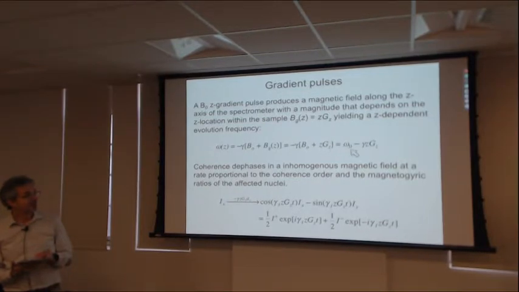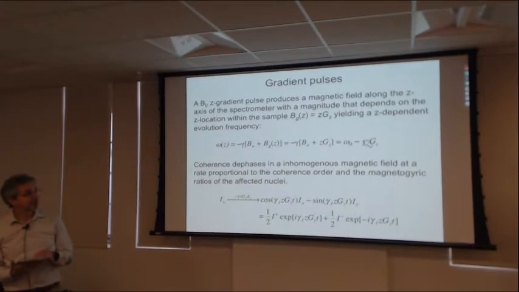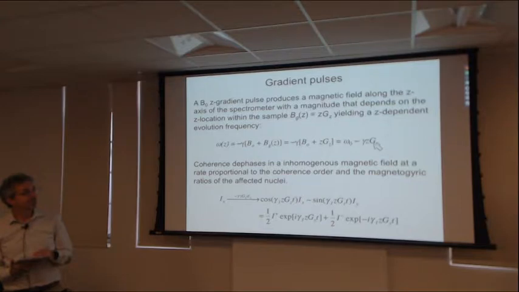And then by our usual arithmetic, we have during the pulse the normal Larmor precession, and then some additional precession that depends on the size of the gradient, the size of the magnetogyric ratio, and the position that that particular spin has along the z-axis.